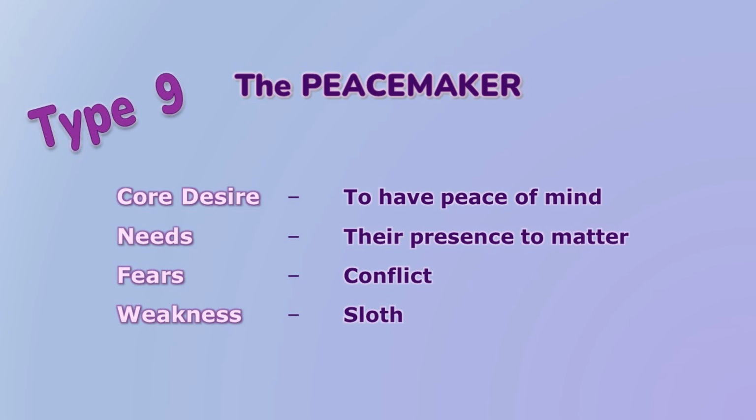On to type 9. Type 9s are peacemakers. Their core desire is to have peace of mind and they need their presence to matter. They fear conflict and tension, also loss of connection with people due to conflict. They have this weakness of inaction. So they might not respond or react when it is needed. When they are supposed to act, they might not act. And this is considered to be a weakness.